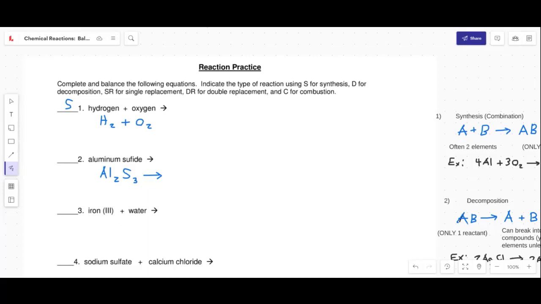What would number 2 be? Yeah, decomposition. It only has one reactant, so it's going to break apart. And you could assume that it would break apart into elements. 2 aluminums, 3 sulfurs.